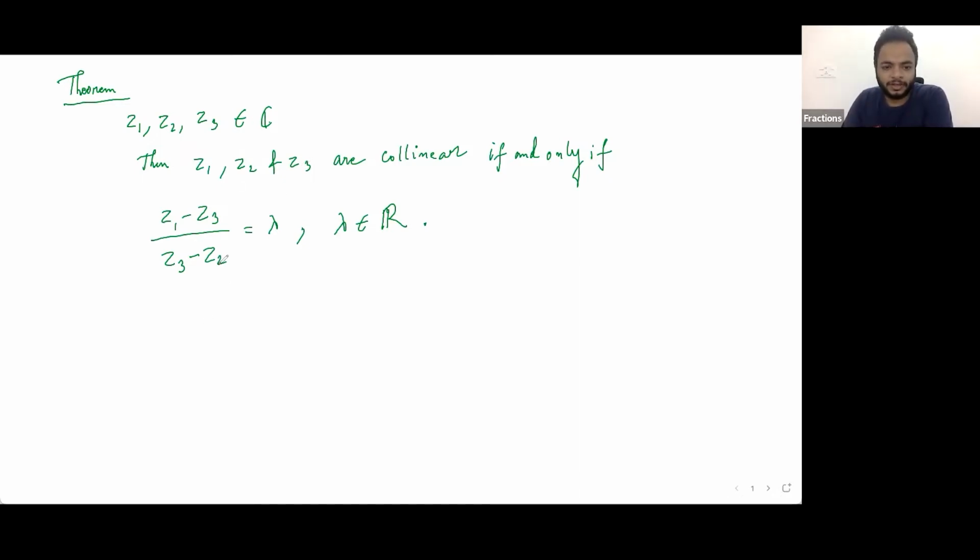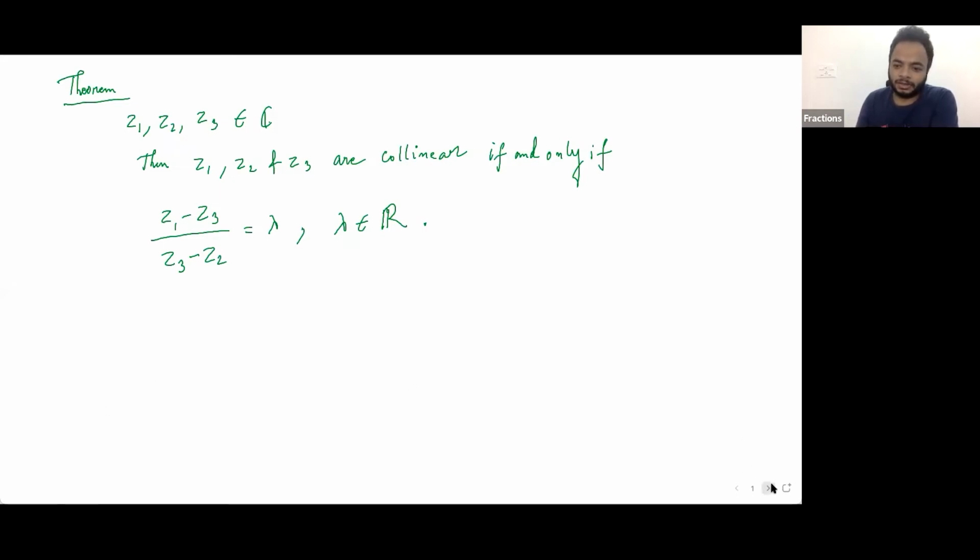So this is not very difficult to prove. You can simply take the argument between these two lines and check it out. If these 3 points are collinear, then you can very well see that these two lines would be nothing but parallel. And so you can talk about the argument from where you can prove that lambda has to be real. So try it out on your own. I have given you enough hint. Now we would be using this theorem.